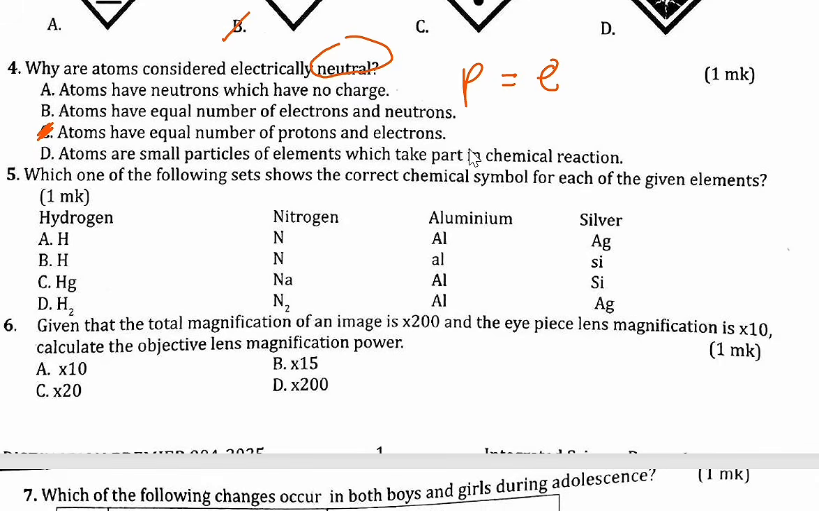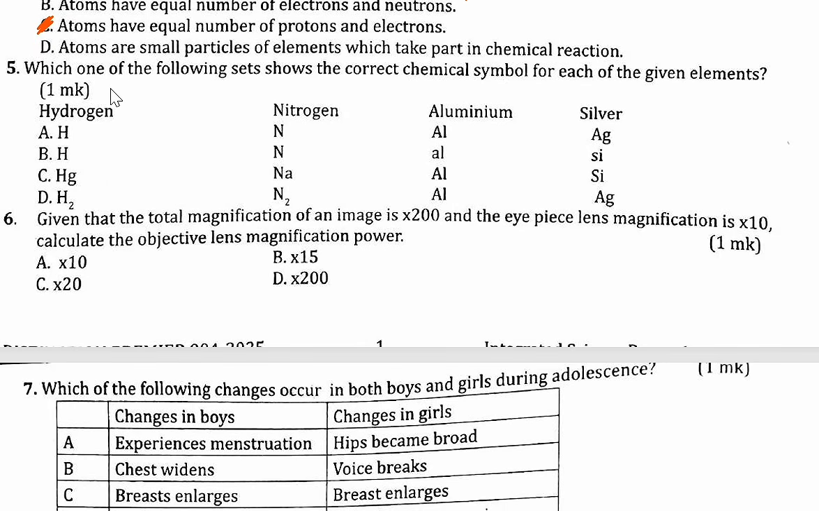Number 5, which one of the following sets shows the correct chemical symbol for each of the given elements? So here we have the following elements. We have hydrogen, nitrogen, aluminium, silver. So we're going to look at which one has the correct chemical symbol. Hydrogen is H, this one is correct. Nitrogen is capital N, correct. Aluminium, capital A, small l, correct. Silver, capital A, small g. And therefore, option A is the correct option.